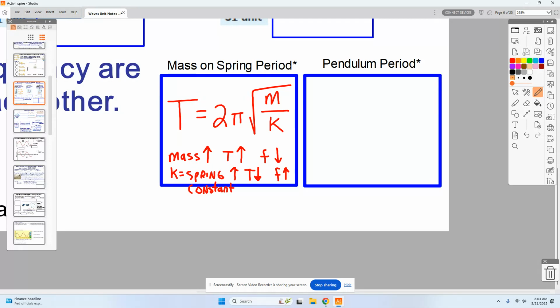You turn and tell that person that you're sitting next to you how much mass I have to have on this to double the period. Take a moment and see if you can do that. I want to make the period be twice as great. Turn and tell that person that you're sitting next to you.